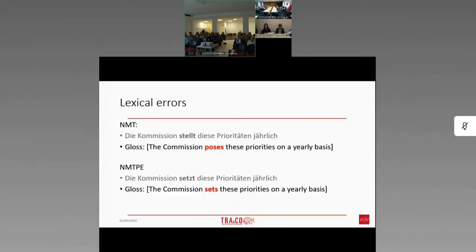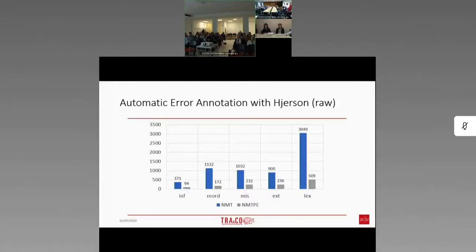And then we have lexical errors. So in German, "die Kommission stellt diese Prioritäten jährlich", poses these priorities, would be a bad back translation. And "die Kommission setzt", so the Commission sets these priorities, is what the post-editor corrects. So clearly this is a different word, it's a lexical error, and that is annotated automatically.